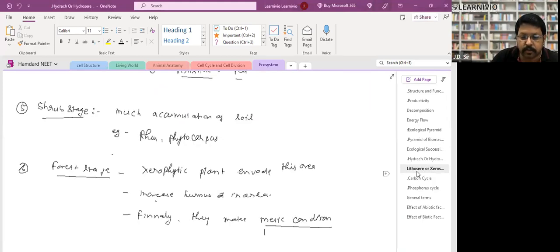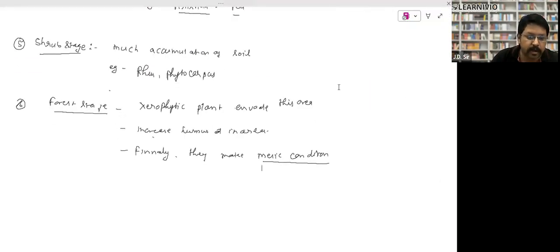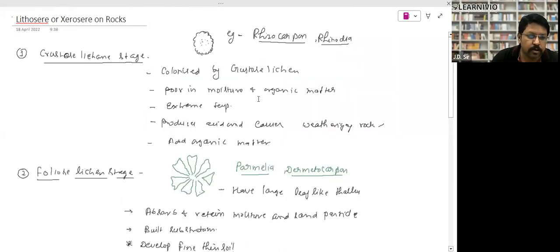Second one is the lithosphere. We'll start from here only, right? Lithosere, or xerosere, means succession. When succession takes place on any bare rock, naked rock where the vegetation was not there previously, that means primary succession starts on naked rock or desertic rock, right? So this will be the sequence.